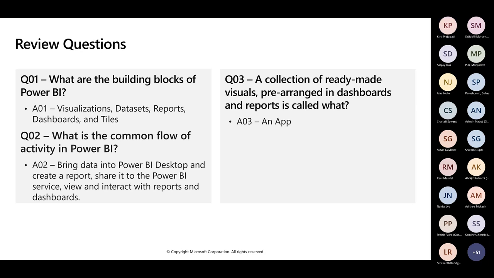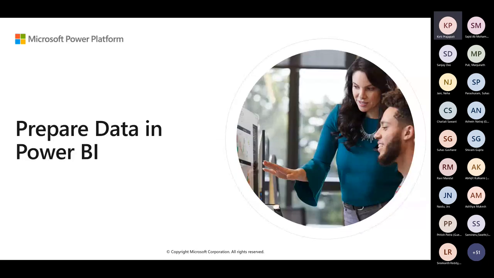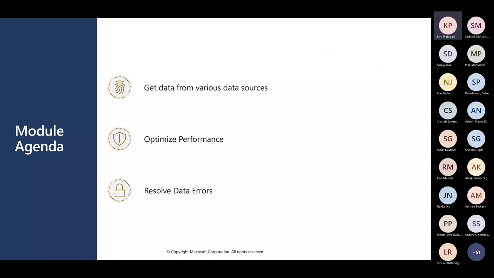Now we'll move to the next one, that is how you are preparing the data in Power BI. In this, we'll cover how to get the data from various data sources, how you optimize performance after getting the data, and how you resolve data errors. It is not 100% sure that you will not get an error whenever you pull the data. While loading, Power BI Desktop might give some warnings or errors saying something is wrong, so we have to correct those errors, if any.